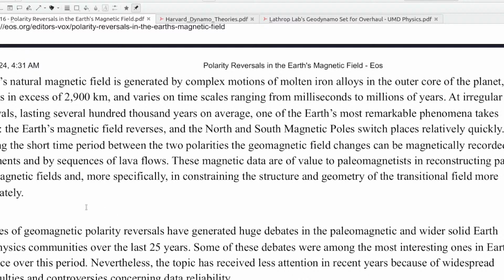At irregular intervals lasting several 100,000 years on average, one of the Earth's most remarkable phenomena takes place. The Earth's magnetic field reverses, and the north and south magnetic poles switch places relatively quickly. During this short time period between the two polarities, the geomagnetic field changes can be magnetically recorded by sediments and sequences of lava flows. These magnetic data are of value to paleomagnetists in reconstructing past geomagnetic fields, and more specifically in constraining the structure and geometry of the transitional field more accurately.